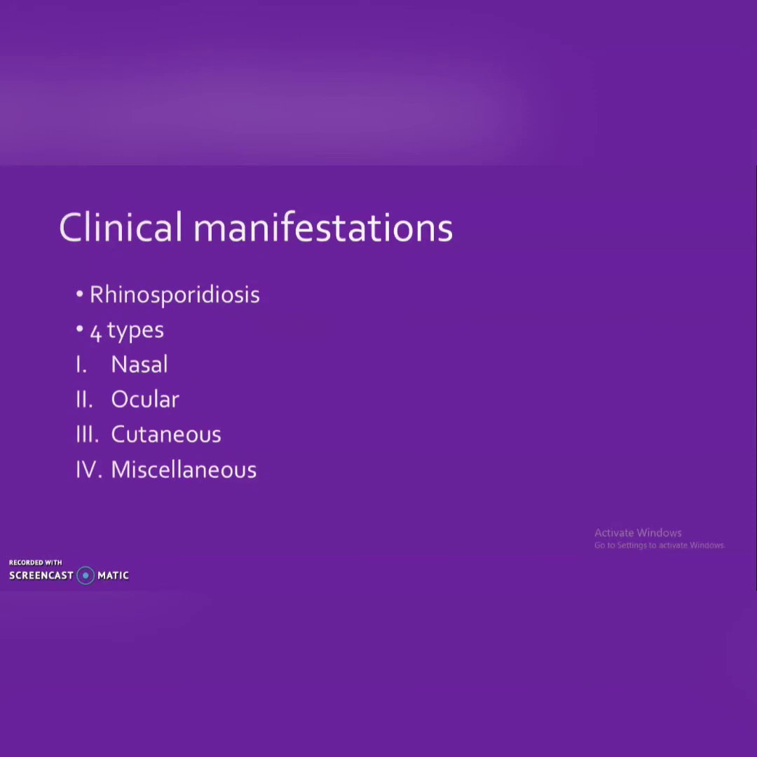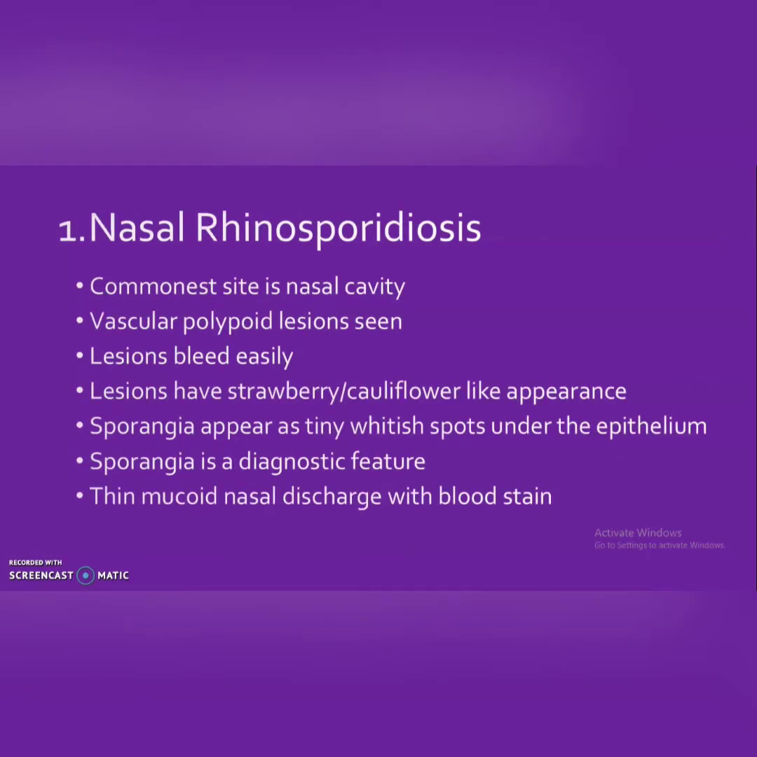Then coming to the clinical manifestations, the clinical appearance is known as rhinosporidiosis, and we can see four types: nasal, ocular, cutaneous and miscellaneous. First we can see the nasal type. The commonest site affected is the nasal cavity. So the polypoid lesions will be seen in the nasal cavity, and they are vascular polypoid lesions, so they bleed easily. The lesions have a characteristic appearance: they may look like a strawberry or a cauliflower. Then sporangia appear as tiny whitish spots under the epithelium.